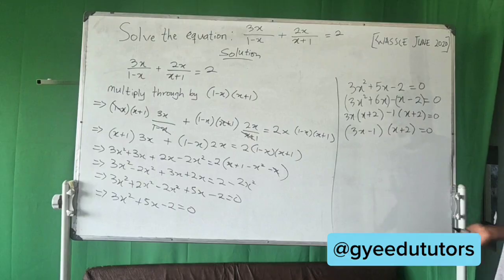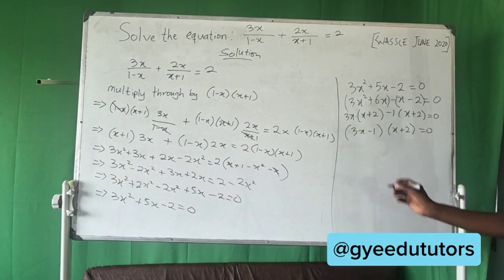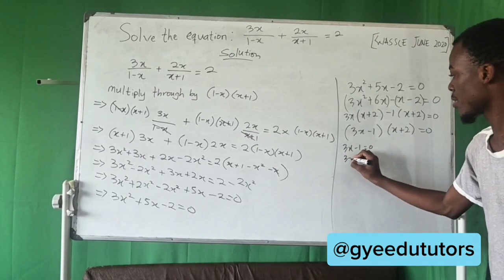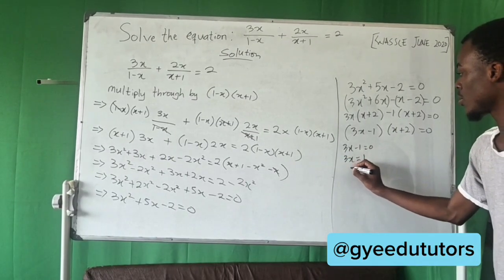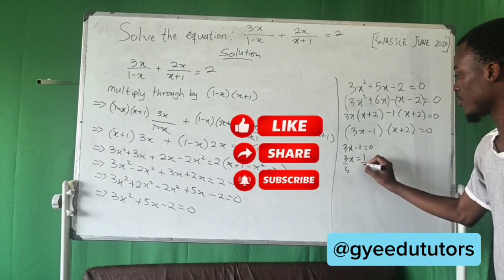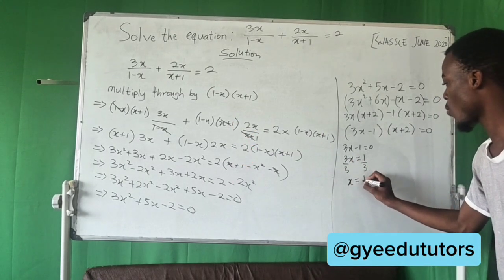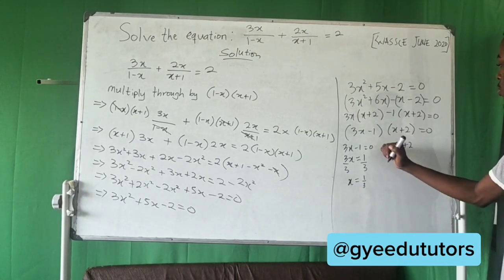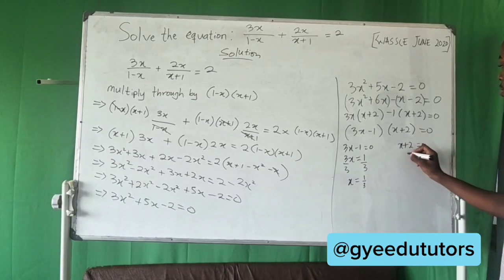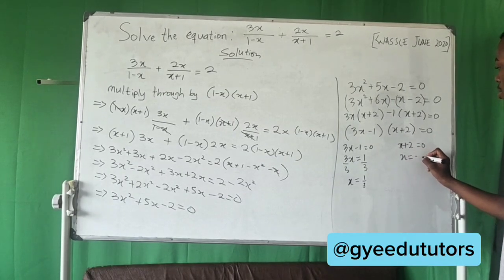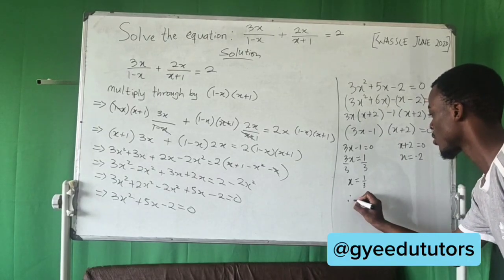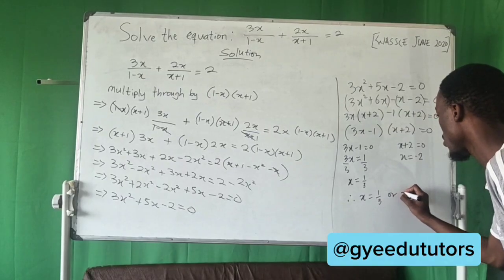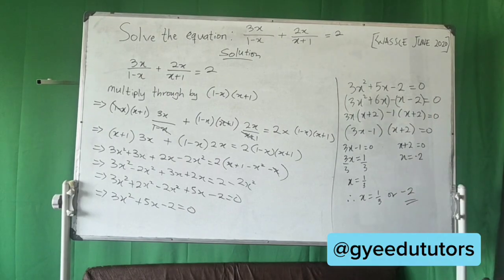Okay, when you get to this side, you solve everything. It's very easy. You know that what? 3x minus 1, which is equal to 0. 3x equal to 1. You divide both sides by 3. x is equal to 1 over 3. Or x plus 2 equal to 0. X is equal to what? Minus 2. So therefore, x is equal to what? 1 over 3 or minus 2.